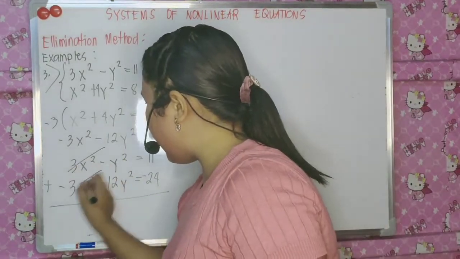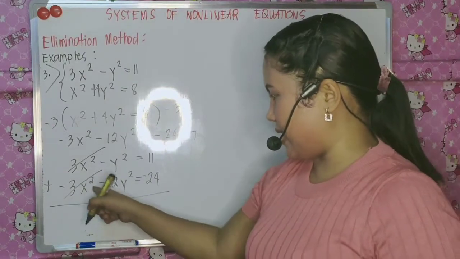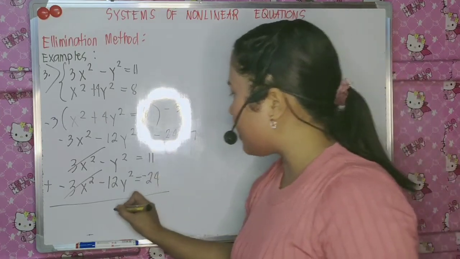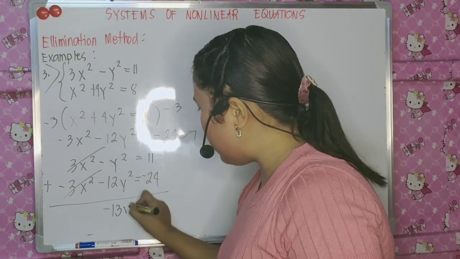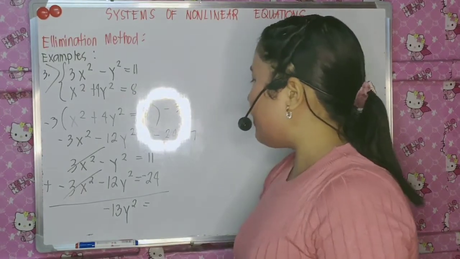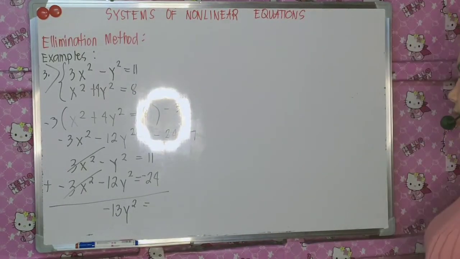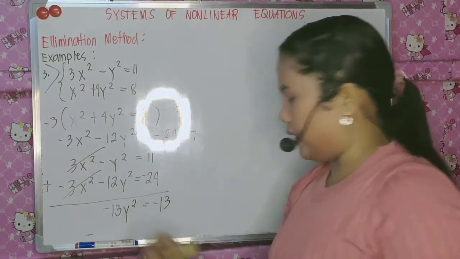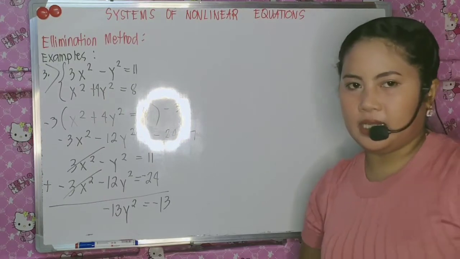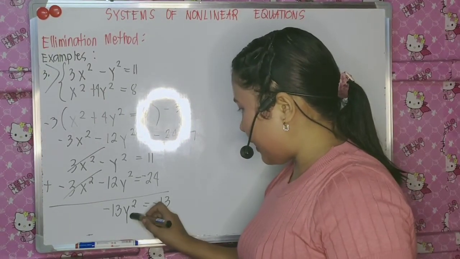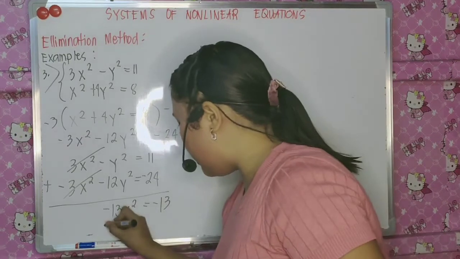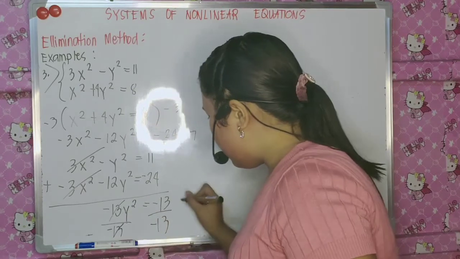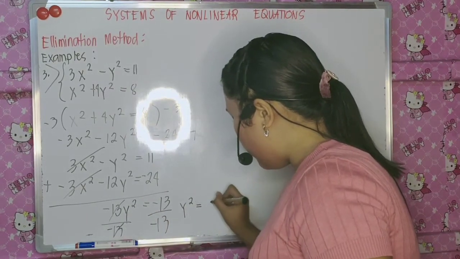Here, we can cancel out the x terms because 3x minus 3x is 0. So, negative y minus 12y squared. So, we have negative 13y squared equals 11 minus 24. 11 minus 24 is negative 13. Okay? So, our next step is to divide both sides by 13, because there is a 13 beside y squared. So, we divide both sides to remove it. Okay? So, we cancel this. So, our y squared is equal to positive 1.